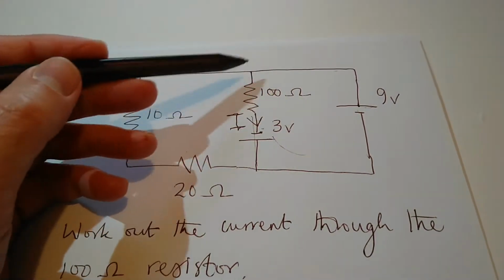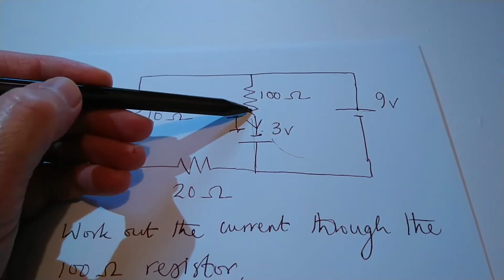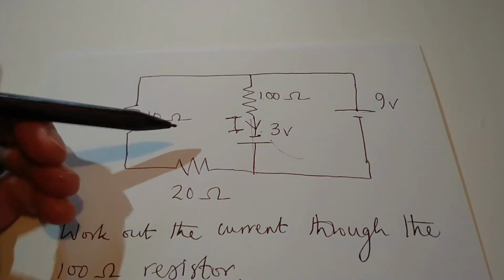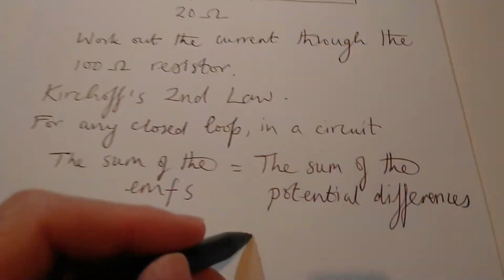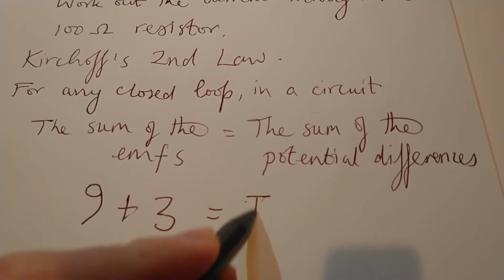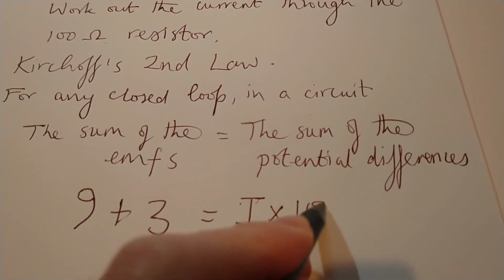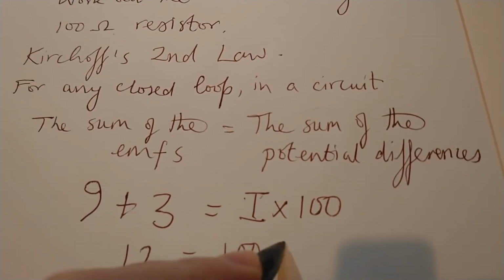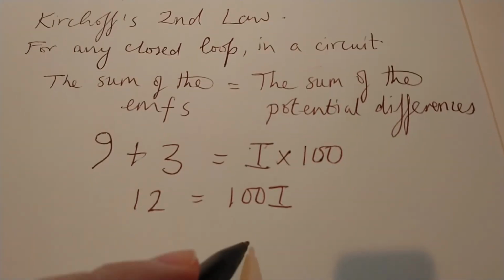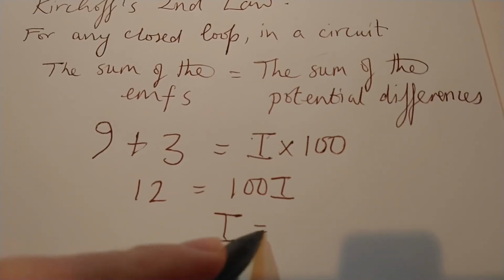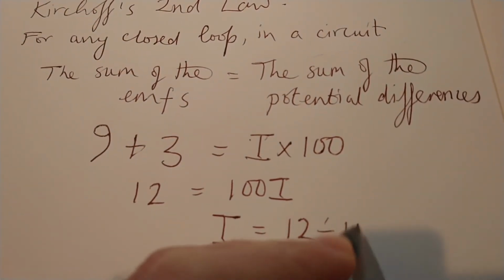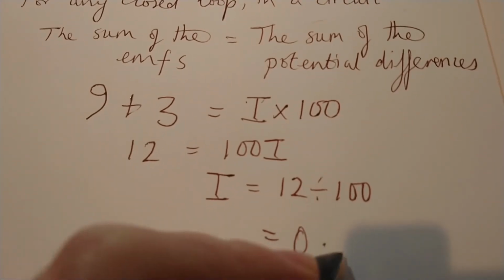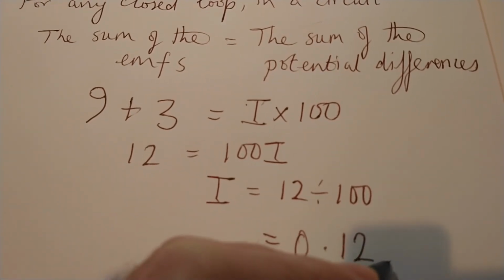And then the sum of the voltages we get out, well, we use V equals IR for that. So we know that the voltage we get through this 100 ohm resistor is going to equal the current times the resistance. So V equals IR. So we do I times 100. Okay, so that's 12, which is equal to 100I. So I is equal to 12 divided by 100, which is equal to 0.12 amps.